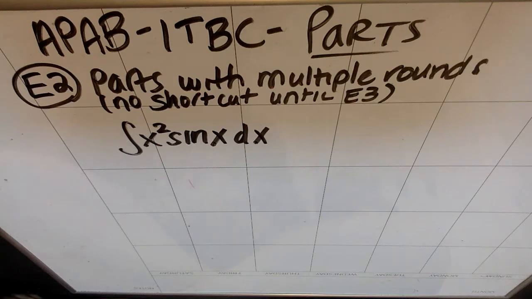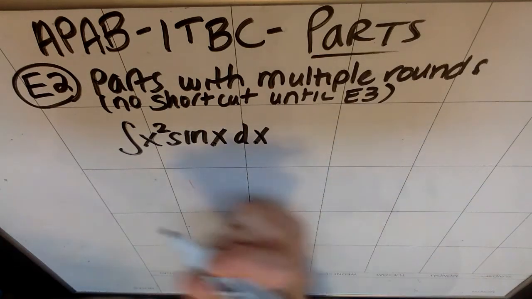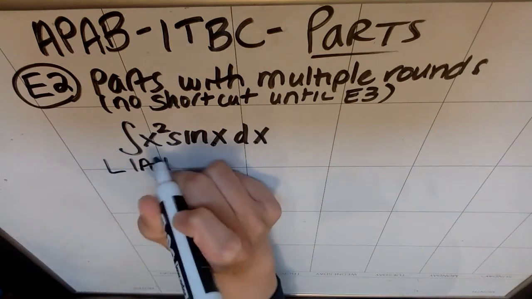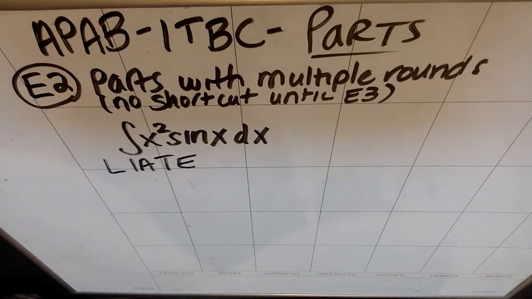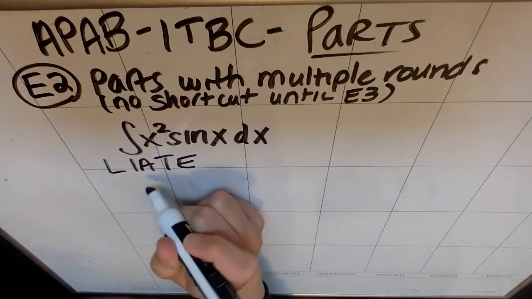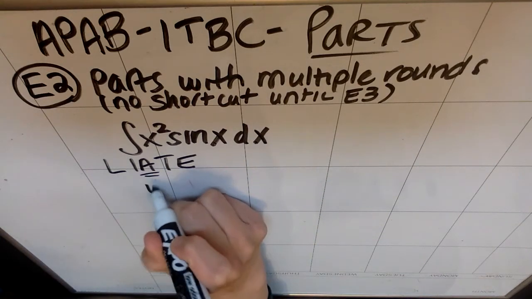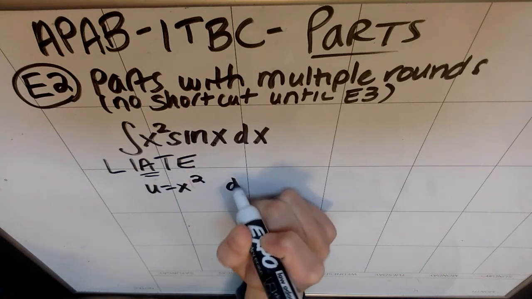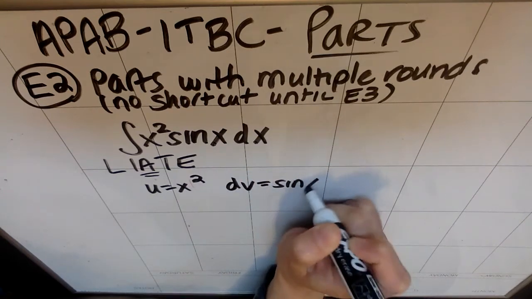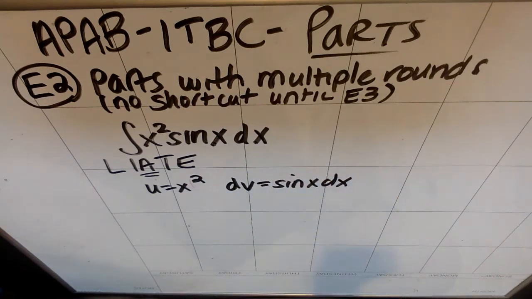So I use LIATE, right? We always use LIATE to pick our u. So LIATE is how we pick our u. I don't have any logs, I don't have any inverse trig, but I do have an algebraic function. I have x squared, right? So my u is going to be x squared, and my dv is going to be absolutely everything else that's left. So sine x dx.